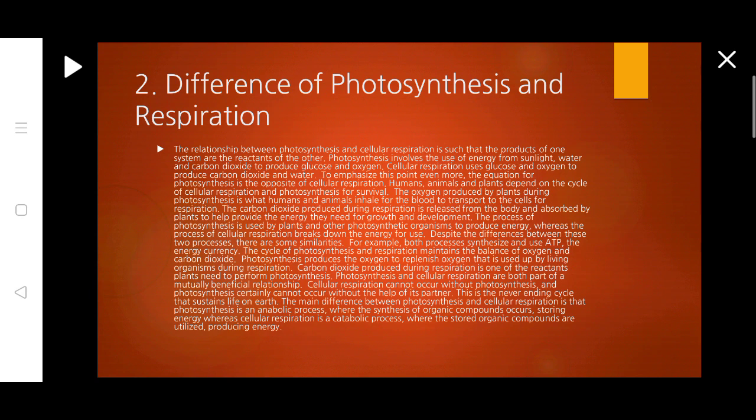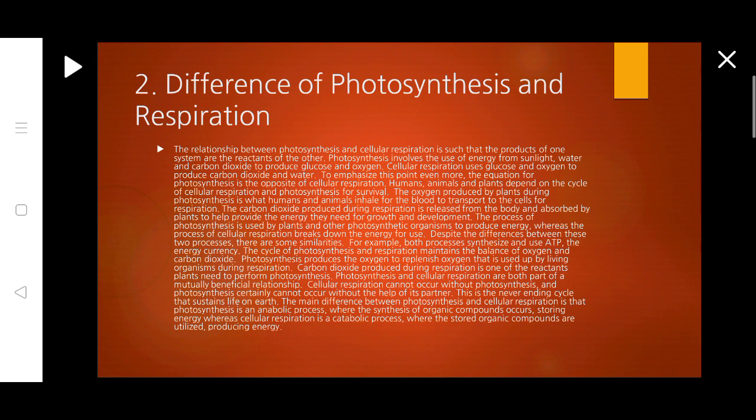The oxygen produced by plants during photosynthesis is what humans and animals inhale for the blood to transport to the cells for respiration. The carbon dioxide produced during respiration is released from the body and absorbed by the plants to help provide the energy they need for growth and development.